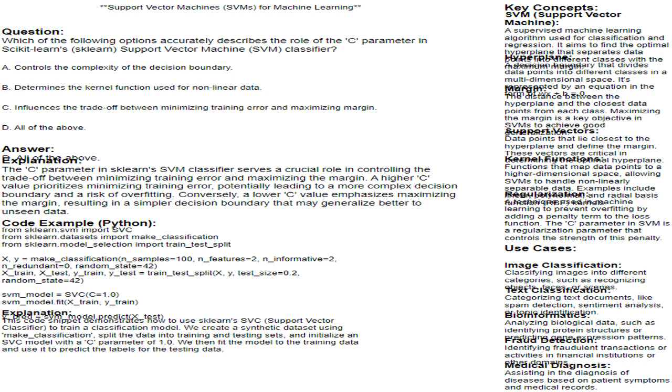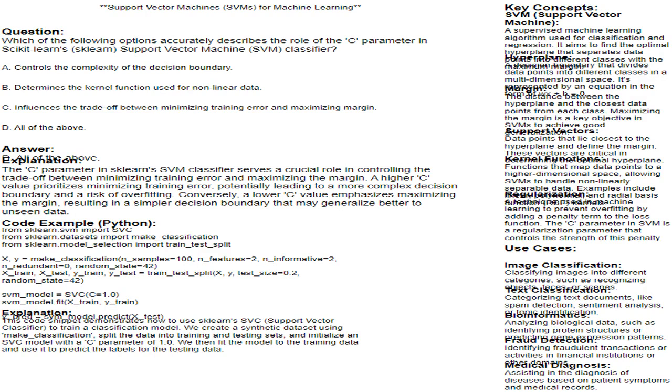A technique used in machine learning to prevent overfitting by adding a penalty term to the loss function. The C parameter in SVM is a regularization parameter that controls the strength of this penalty. When C is high, the SVM tries to minimize training error, potentially leading to a complex decision boundary and overfitting. However, a lower C value encourages a simpler decision boundary, promoting better generalization to new data.